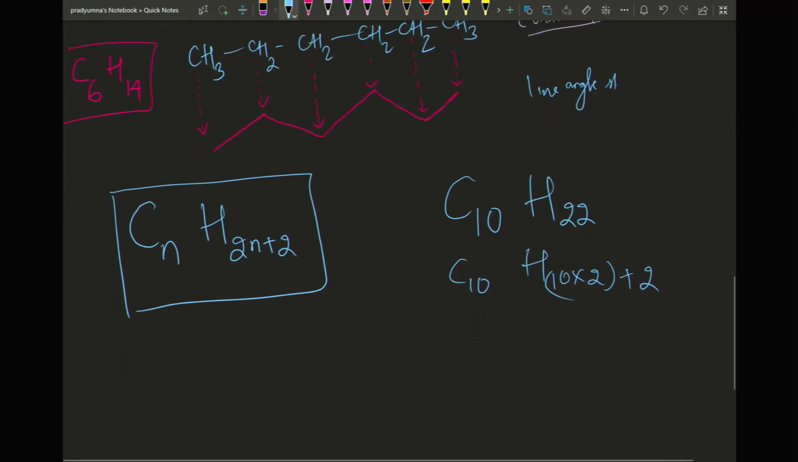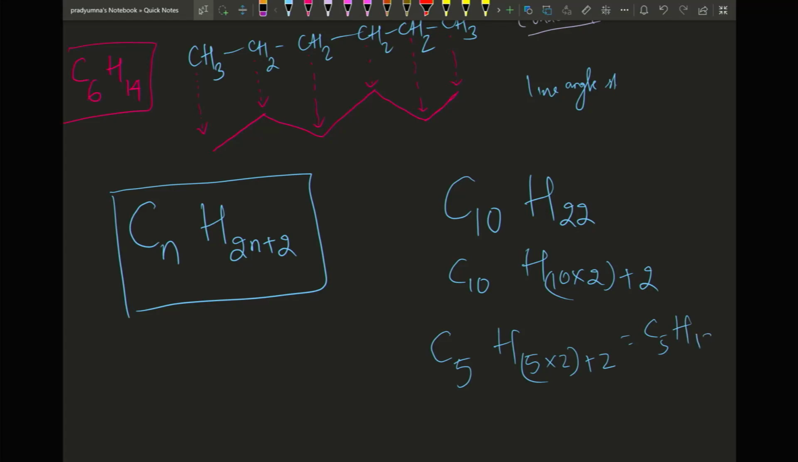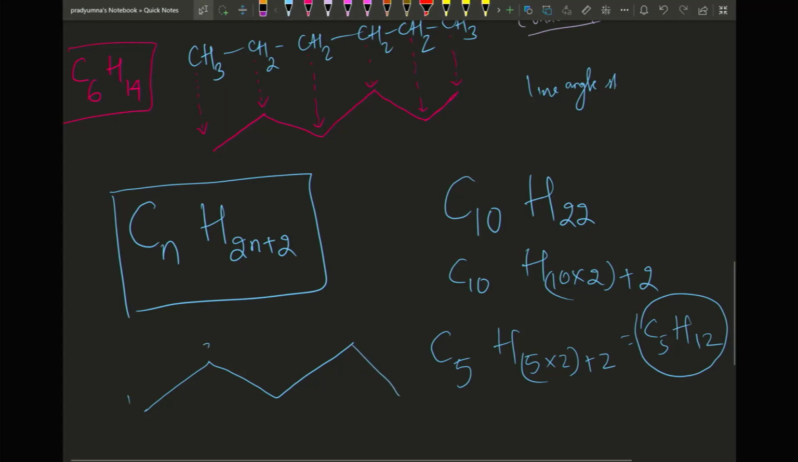So what should be the formula with 5 carbon atoms? C5, so it should be C5H with 5 multiplied by 2 plus 2, which is C5H12. That's the answer, and that's how you should always get the answer. Can you draw a line angle structure with 5 carbon atoms? It's pretty simple. 1, 2, 3, 4, we gotta do another one, so we got 1, 2, 3, 4, 5 carbon atoms. All right, that's all I had to say in this video.